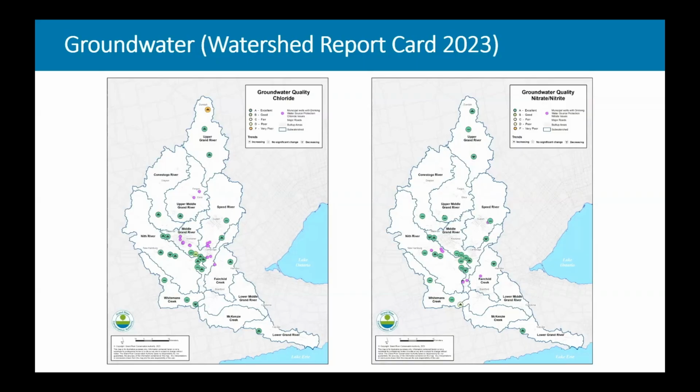Similar kind of situation on the left-hand side, that's chloride there. The Provincial Groundwater Monitoring Network well locations are not well suited to tell the story about chloride, and those purple dots are also municipal wells with chloride issues.